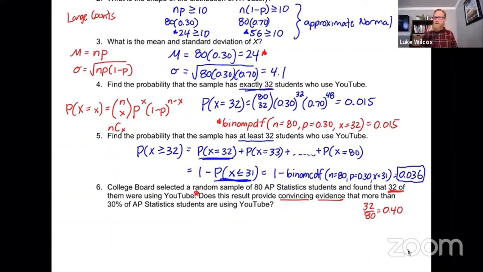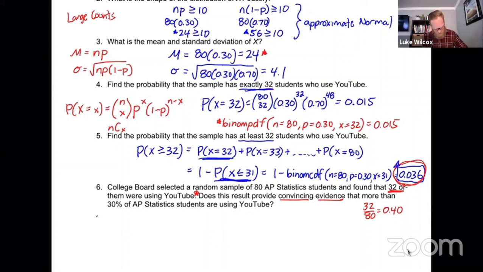And in order to come to a conclusion in a significance test, we need a p-value or a probability. And specifically, we need the probability of getting that result or more extreme, assuming some claim is true. Well, assuming that the original claim of 30% was true, this outcome of 32 or greater is not very likely. In fact, that's what we calculated in number 5. That only happens 3.6% of the time purely by chance. So let me write that out in words here. What I'm trying to do is to interpret this probability that we calculated in number 5.